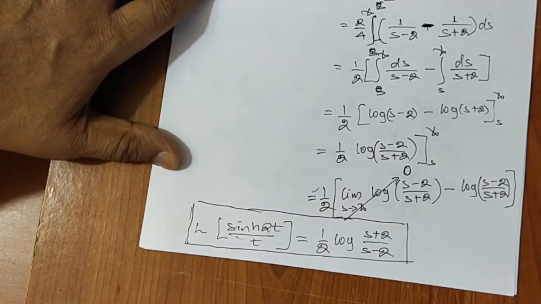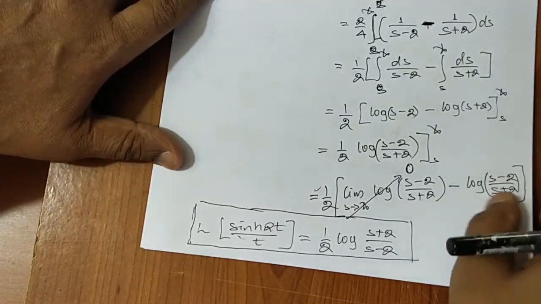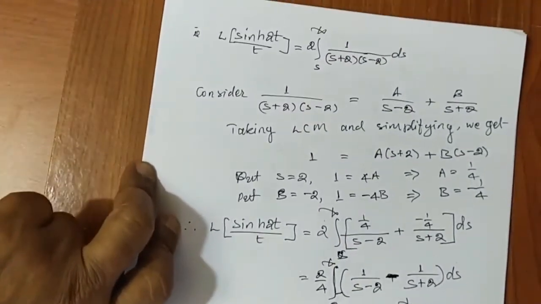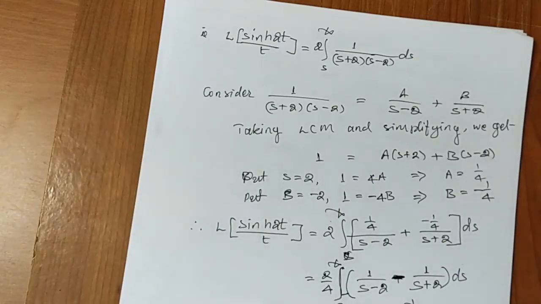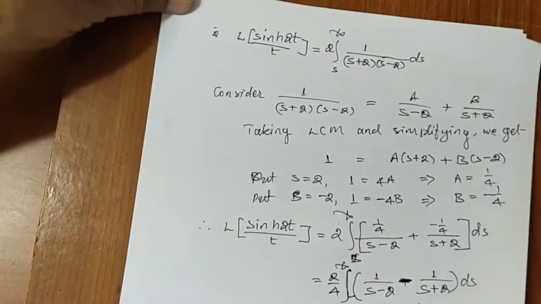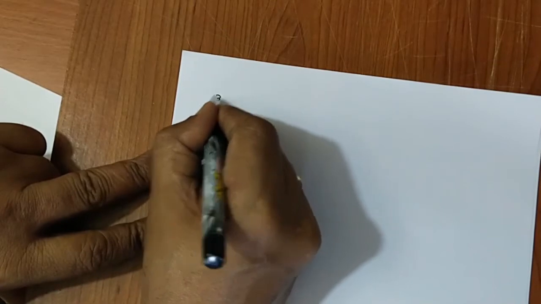Whenever you are dividing by t, what you have to do? You have to integrate f of s from s to infinity. That's what we did in this particular problem. Now I'll consider one more problem. This will be the third problem of f of t by t.